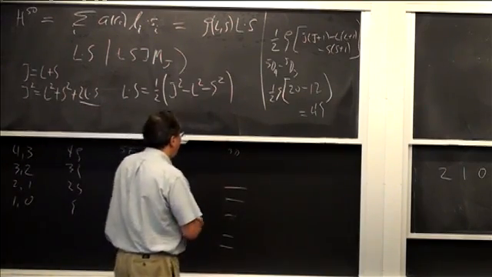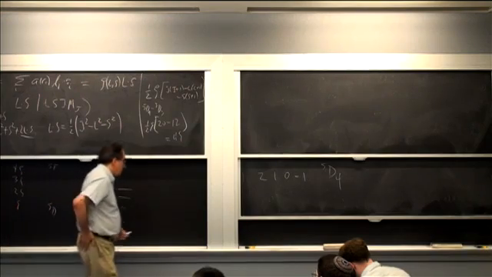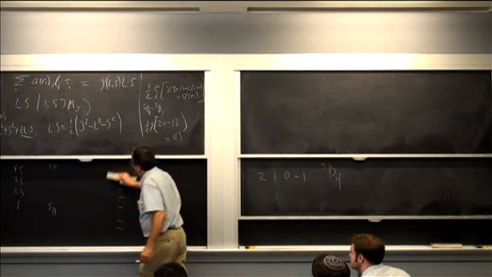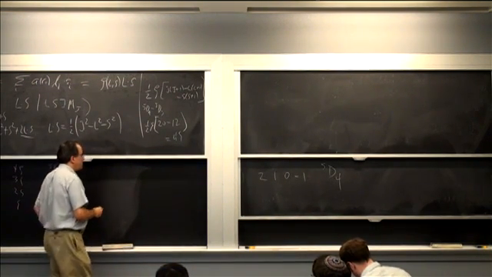So we have some predictions here, and now what I want to do is illustrate. Well, okay, I didn't say anything about selection rules. Selection rules for transitions.